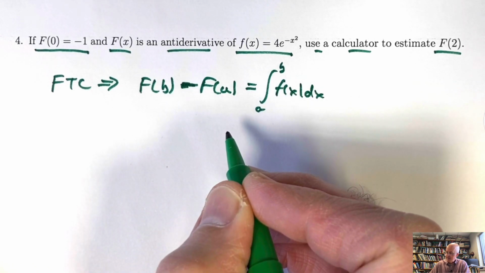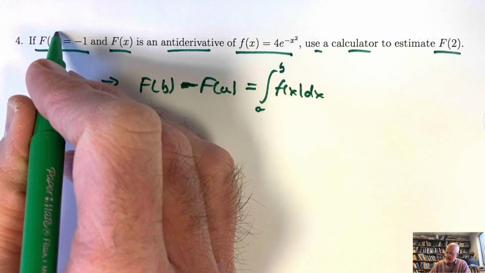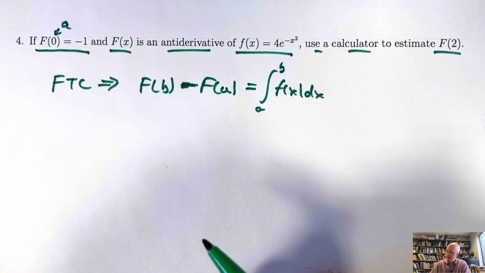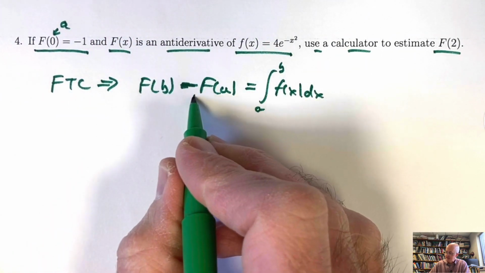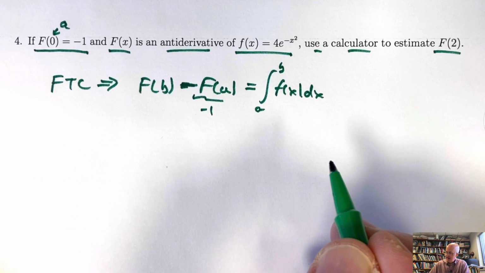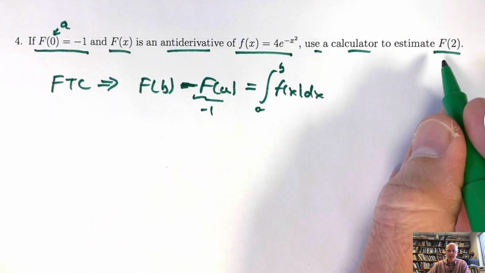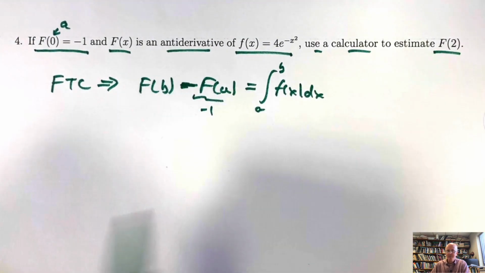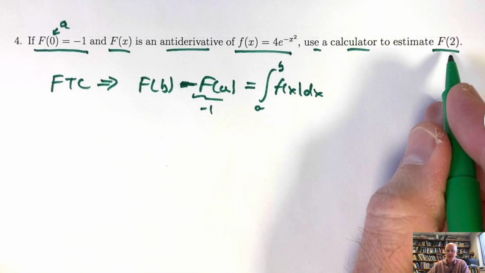What should we use for a and b? Probably we should use a equals 0 because we know what capital F of 0 is. So this becomes a negative 1 right there. And b, well, that would be 2. And in general, b could be anything. I mean, the 2 is arbitrary as well.